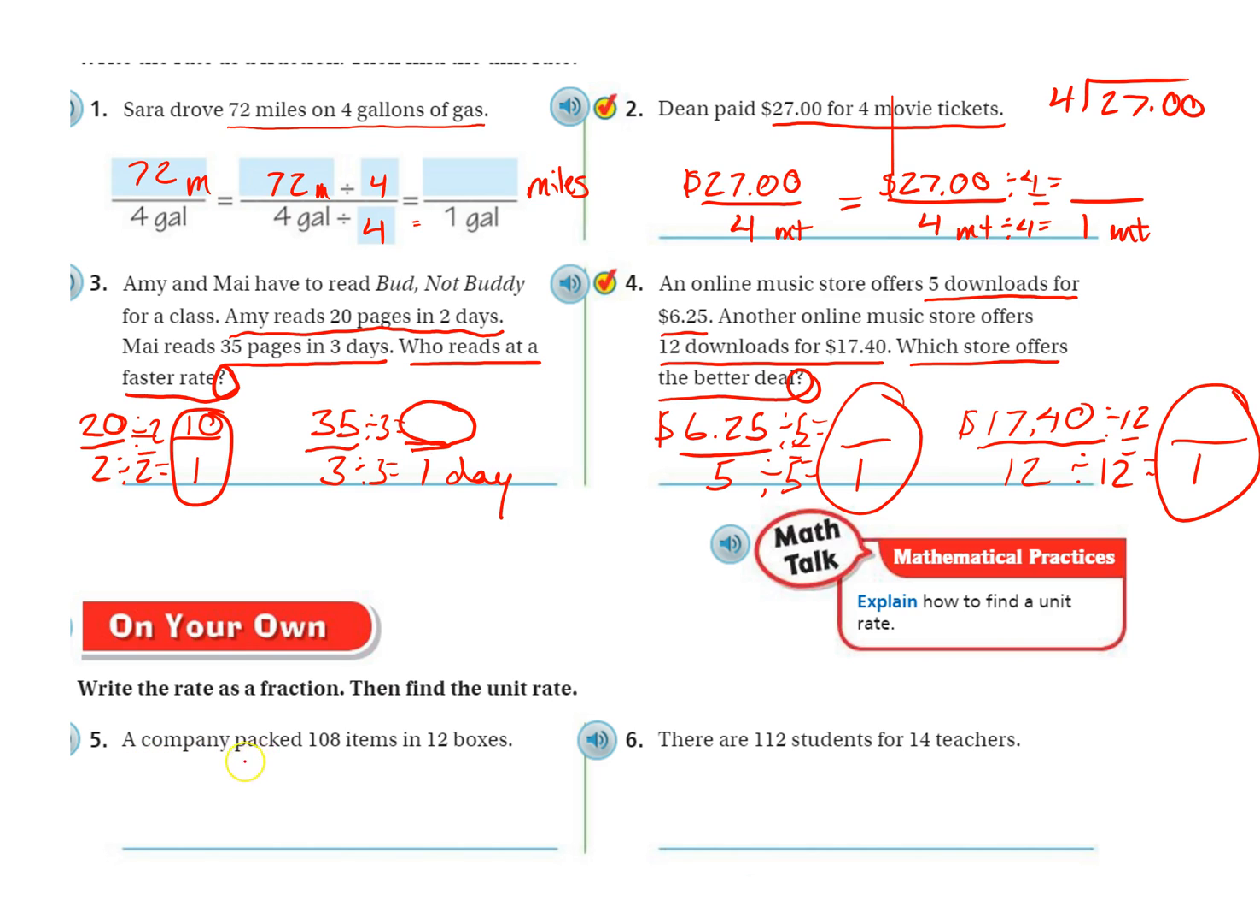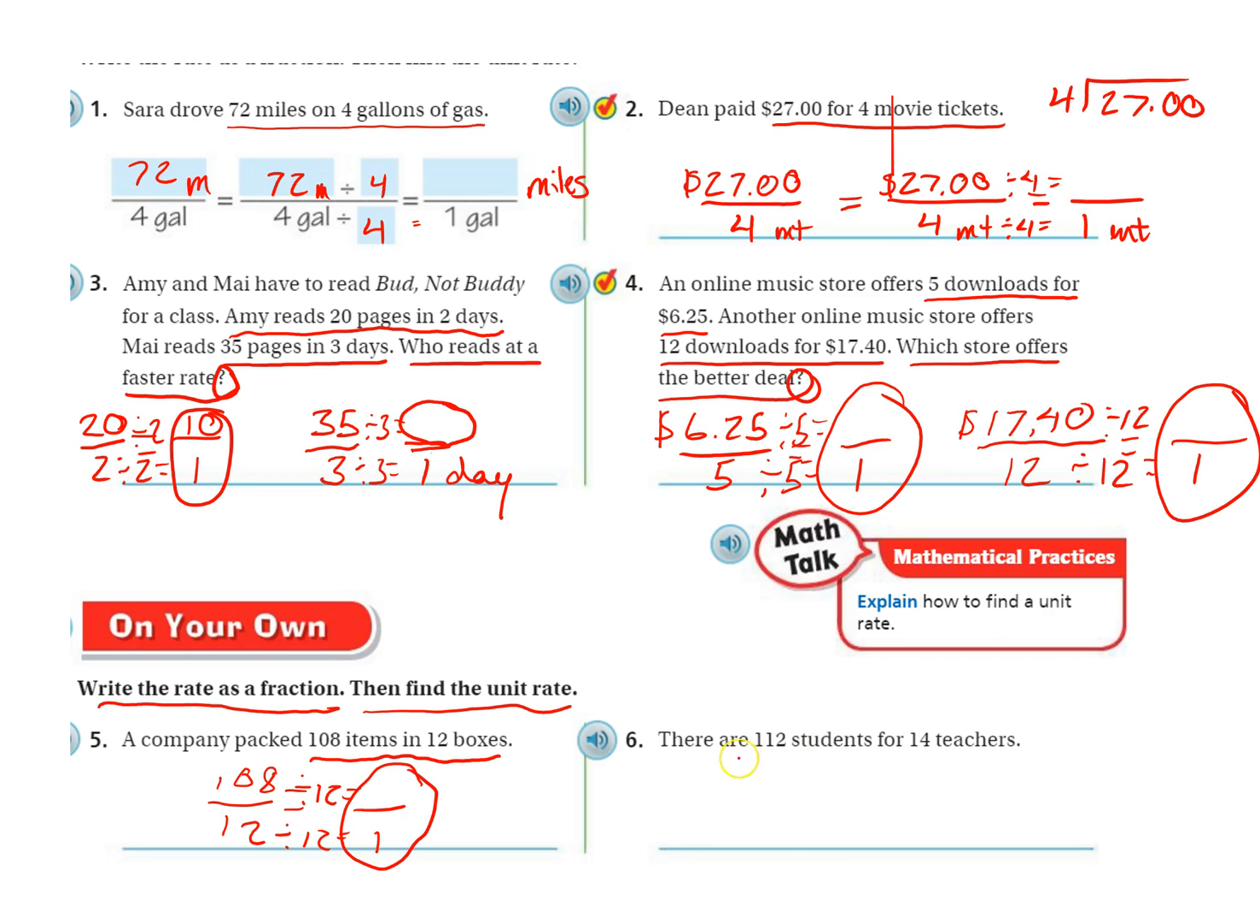Okay, number 5. A company packed 108 items into 12 boxes. The directions say write the rate as a fraction, then find the unit rate. So 108 items for every 12 boxes. We want to find the unit rate. So I wrote it as a fraction first right here. We want to find it as a unit rate. Sorry, I should have put a 1 down here. 12 divided by 12 is going to give me 1. And then I just divide the numerator by the same number. And that's going to tell me how much per 1 box.